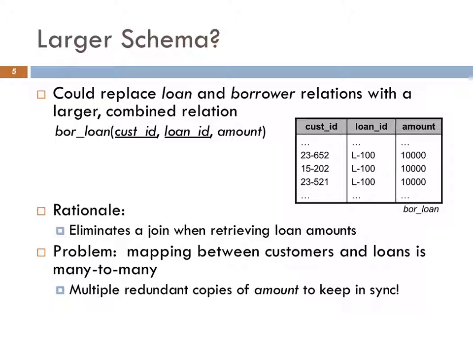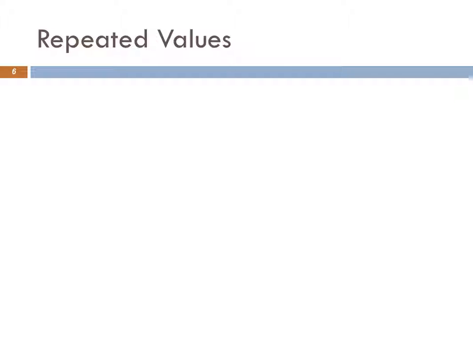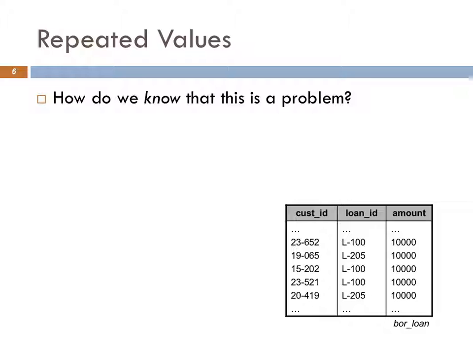Irritating. This is a perfect example where a particular fact appears in multiple places, and if I'm going to make sure that all of the copies of that fact stay in sync, then I have to do more work. What a drag, right? So this is the challenge that we have with unnecessary redundancy. Now here's the question that I want you to think about. How do we know that there's a problem here?